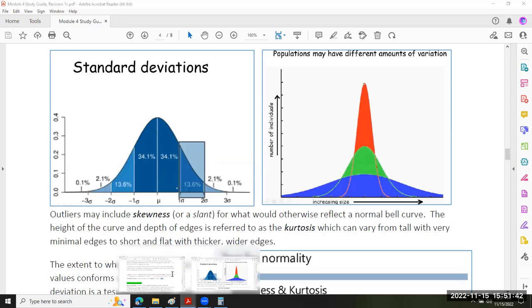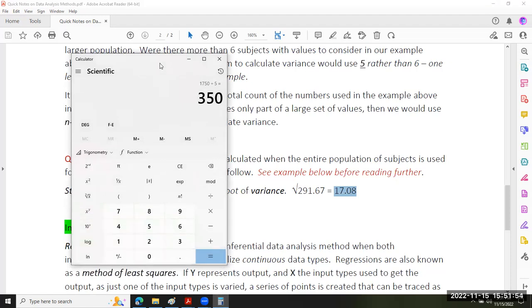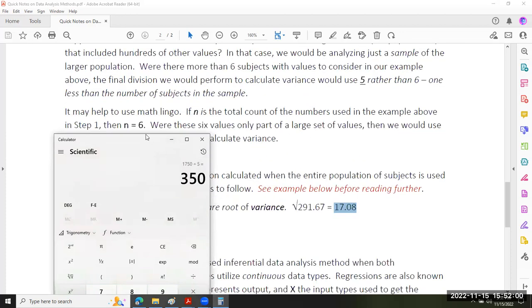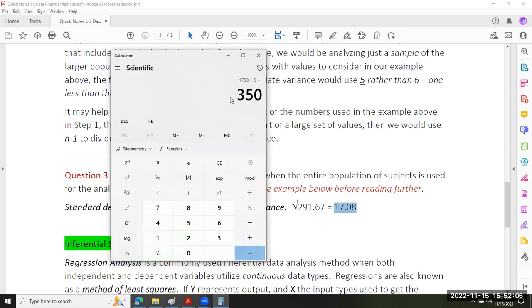Statistically, that helps us understand what's happening with change. If I'm doing a sample, I have to subtract 1 to get my variance. So instead of dividing by 6, I'm dividing by 5. And that gives me a variance of 350, and now I take the square root. So my standard deviation is higher. It's 18.71 instead of 17.08.